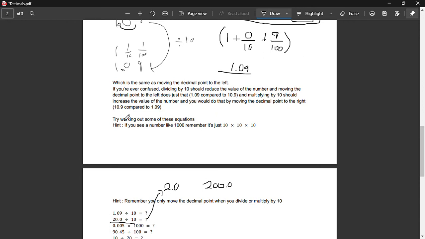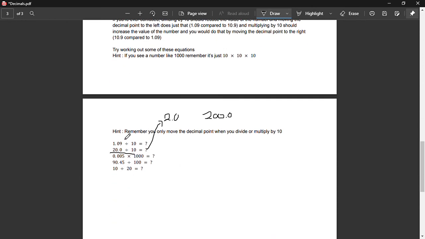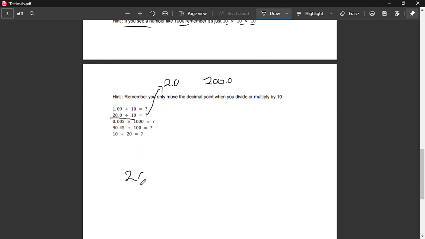So yeah, it was just a short little thing to get you into decimals. I can just do these with you real quick. Just a few hints. If you see a number like 1,000, don't be intimidated. That's just 10 times 10 times 10. So if I'm dividing by 1,000, I'm dividing by 10, then by 10, then by 10, which means I'm moving the decimal point to the left, then to the left, then to the left, 3 times, right? So yeah, 20 divided by 10: if we look at 20.0, you're dividing by 10, so I'll move this over to the left one time, which gives me 2.